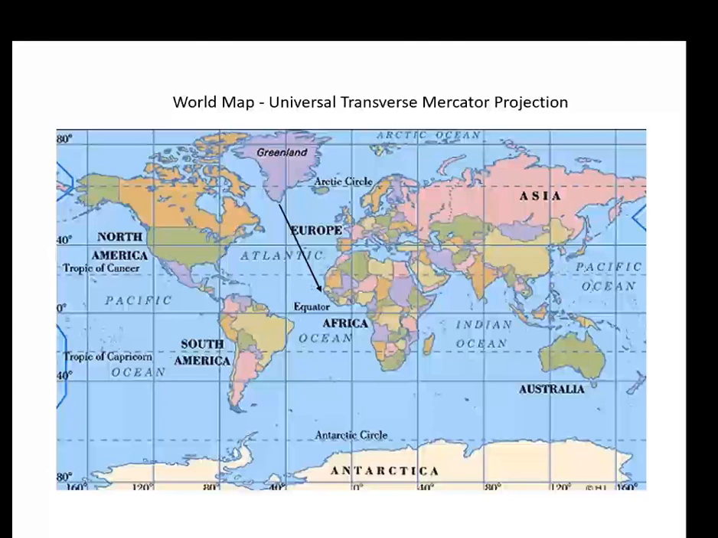While direction is correct, shape and size are distorted. Greenland looks very large, larger than Australia. Australia is really 3½ times larger than Greenland. North America, the United States, Mexico, and Canada, appears at least twice as large as South America. In fact, South America is 3/4 the size of North America and 3 times larger than the United States, including Alaska.